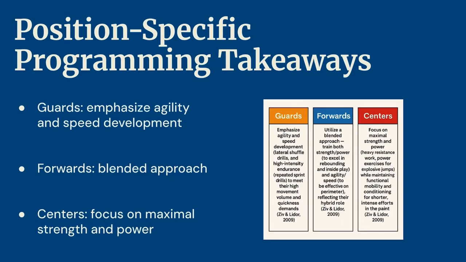Forwards utilize a blended approach, training both strength and power to excel in rebounding and inside play, as well as agility and speed to be effective on the perimeter, reflecting their hybrid role. Centers focus on strength and power, like heavy resistance work and power exercises for explosive jumps, while maintaining functional mobility and conditioning for shorter, intense efforts in the paint.